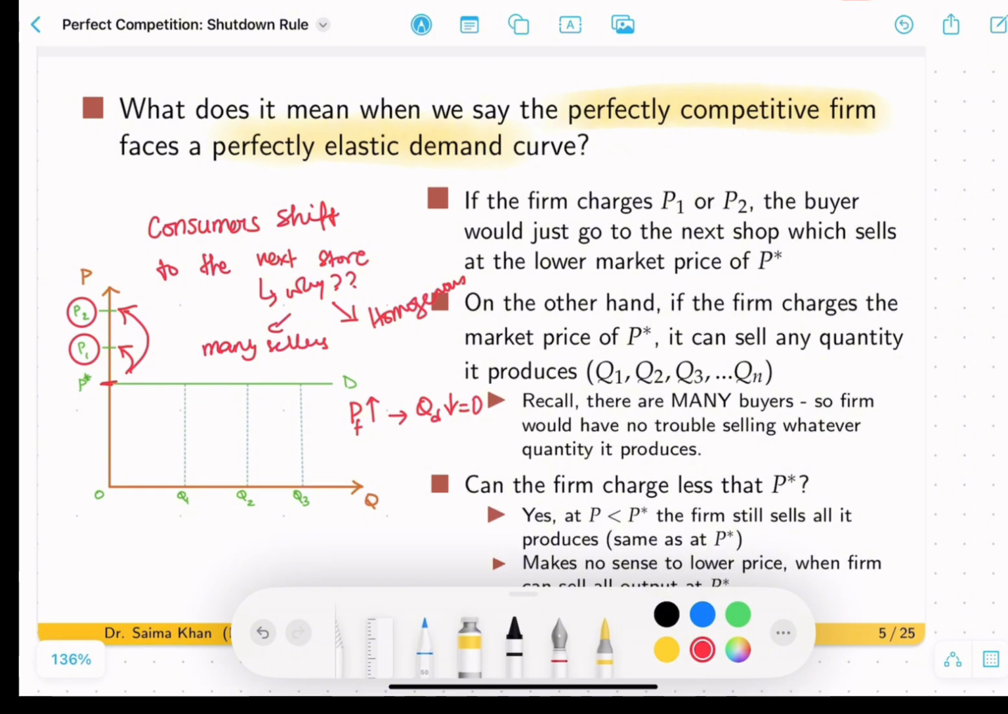So it is best that the firm actually sells at the market price P star, and when it sells at the market price P star, it can actually sell any quantity that it produces. So if it produces Q1, it can sell all of it. If it produces Q2, it can sell all of it. If it produces Q3, it can sell all of it at P star.